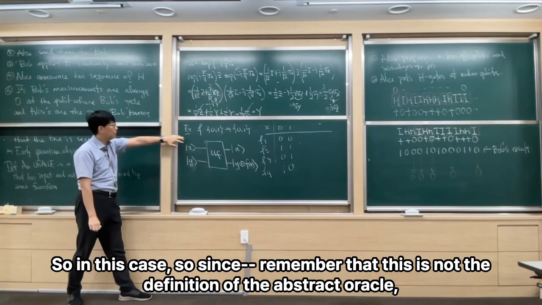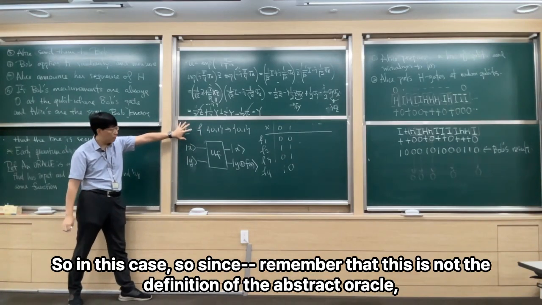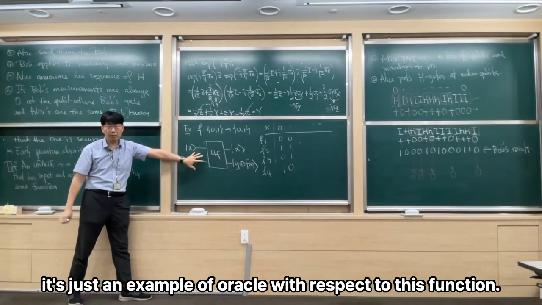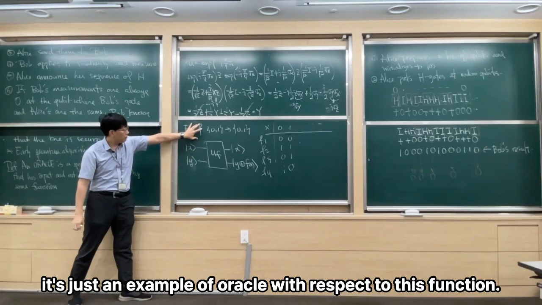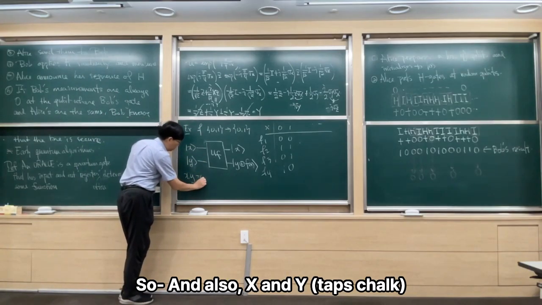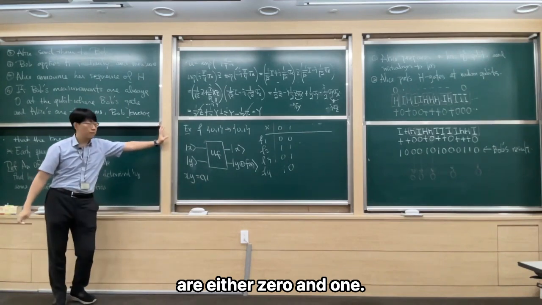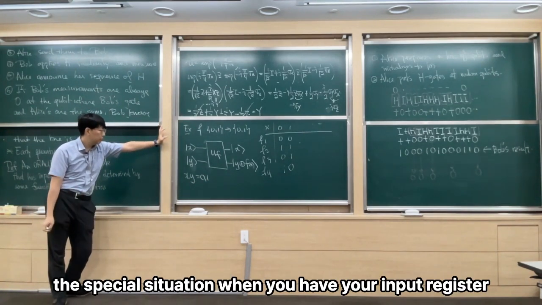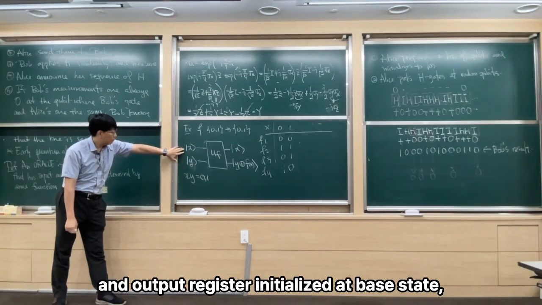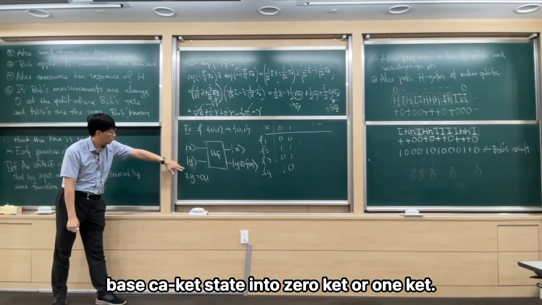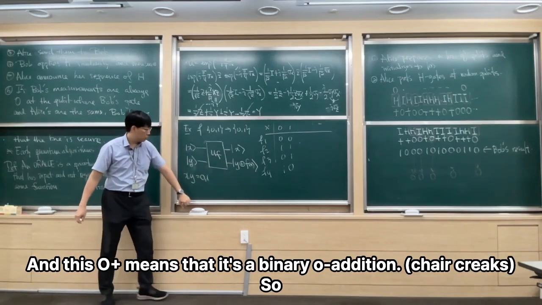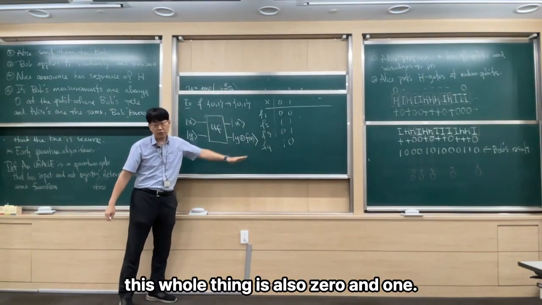So what does that mean? Remember that this is not the definition of the abstract oracle, it's just an example of an oracle with respect to this function. Also, x and y are either 0 or 1. So it just describes the special situation when you have your input register and output register initialized at basis states, 0 ket or 1 ket. And this ⊕ means a binary addition, so this whole thing is also 0 or 1.